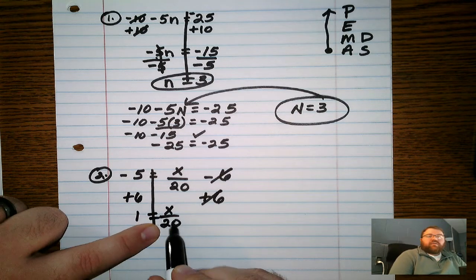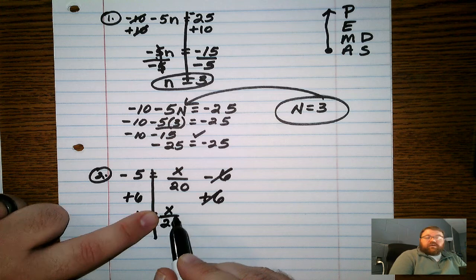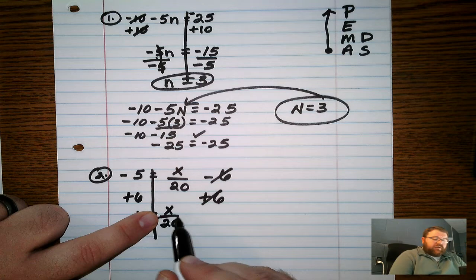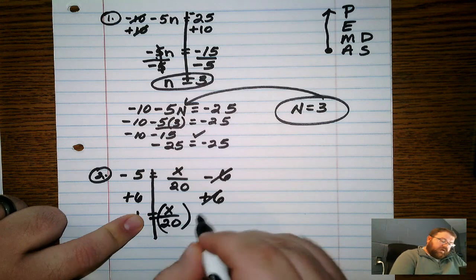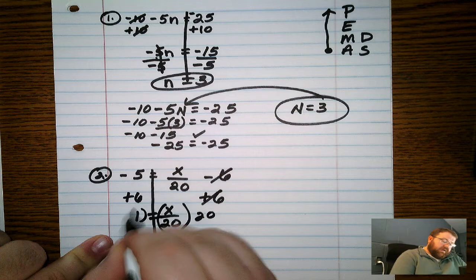Now we have a one-step equation. The 20 is trying to divide. I know that because it's a fraction, and all fractions are division problems. So I'm going to multiply this by 20, multiply this by 20.